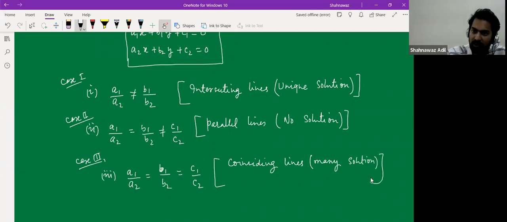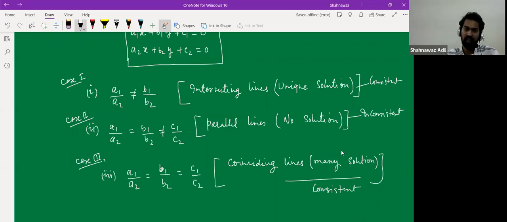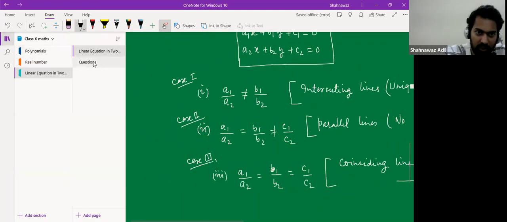Yes, sir. So remember, this is consistent. This is also consistent. And this is inconsistent. Yes, sir. Understood? Yes, sir. So this completes your second exercise, and from the third exercise onwards, you will be learning about the algebraic solutions of the pair of linear equations. In that, you will learn the substitution method, elimination method, and the cross multiplication method. So I will talk about that later. Let's first do the 1.2 and 1.3 exercise.